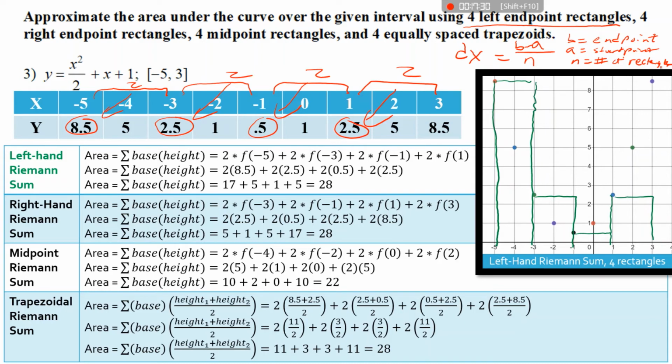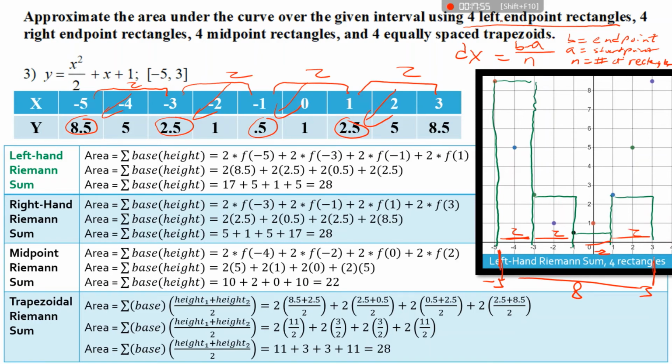So here graphically, if I want to take this distance from x equals -5 to x equals 3, and split it up into 4 equally spaced rectangles, that's a distance of 8. So 3 minus -5 is 8. 8 divided by 4 is 2. So each one of these changes in x should have a base of 2, which you can see on the graph. Okay.